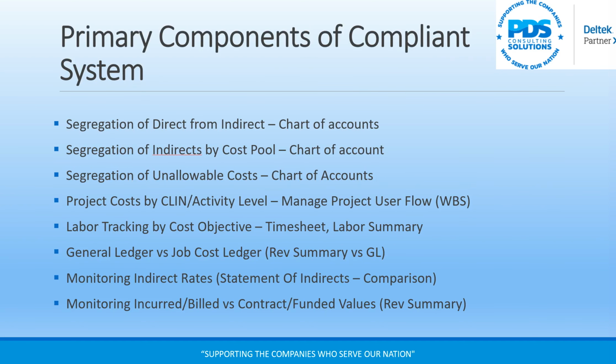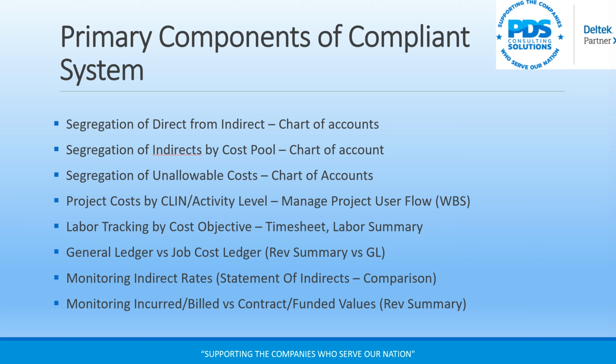So next, we're going to be looking at the primary components of a compliant system. And as I start going through this section, I'm going to start correlating that to areas within Costpoint, where the requirements that are here can be tracked and met within the configuration of your system. So first and foremost for a compliant system is to be able to segregate between direct cost and indirect cost within your chart of accounts.